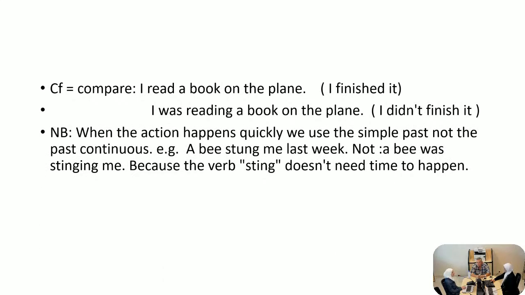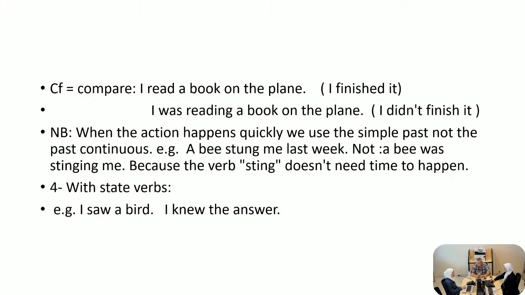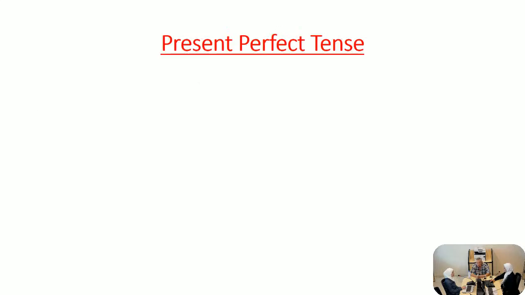Nota bene, notice, when the action happens quickly, we use simple past, not the past continuous. Example, a bee stung me last week, not a bee was stinging me, because the verb sting doesn't need time to happen. It's a short verb. State verbs: I saw a bird, we cannot say I was seeing. I knew the answer, I can't say I was knowing the answer.